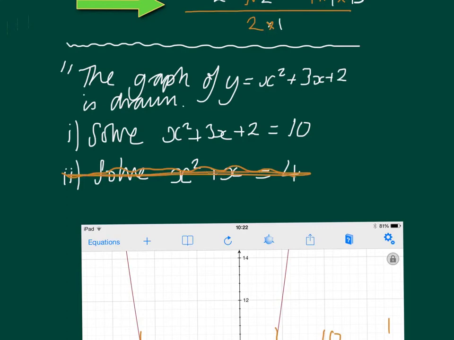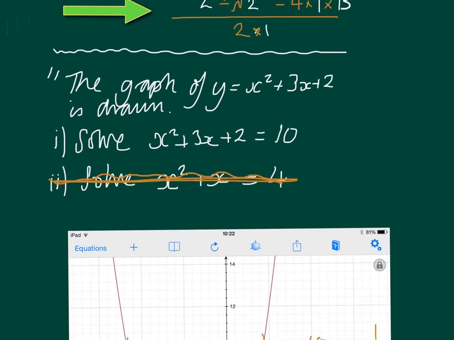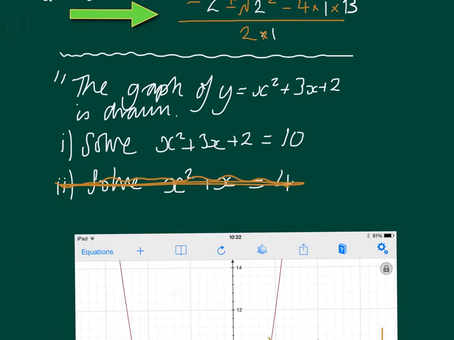It said, the graph of y equals x squared plus 3x plus 2 is drawn. Solve x squared plus 3x plus 2 equals 10. It's a really straightforward question. I do hope you'll get this right in your exam because it is so straightforward. You know the y value here, so I'll jump up there. The y value here has been changed to a 10. So you know the y coordinate is 10.